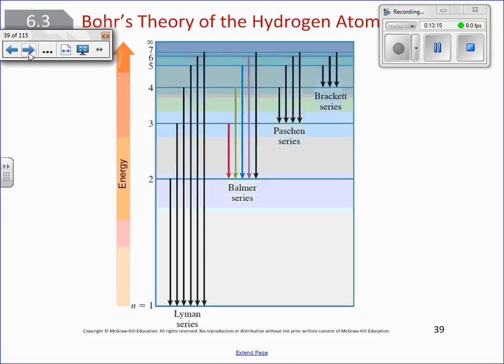It becomes a lot more complicated, and to do the math becomes a whole lot more complicated. We're not going to do that.